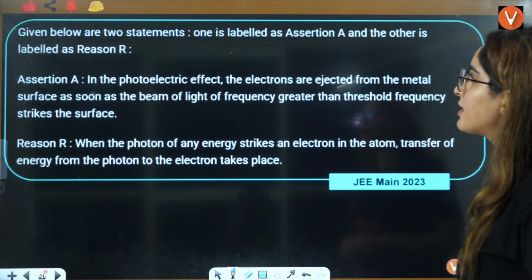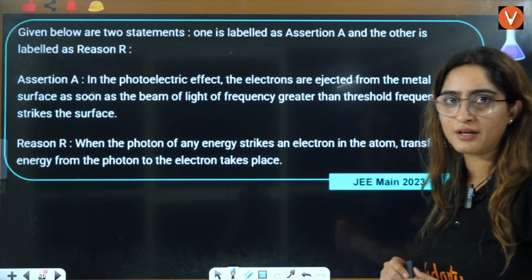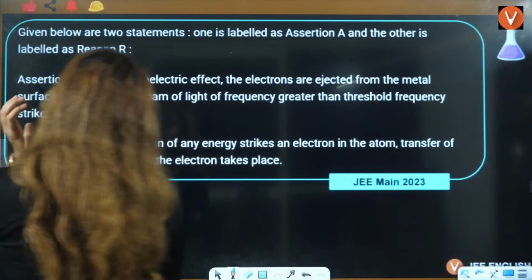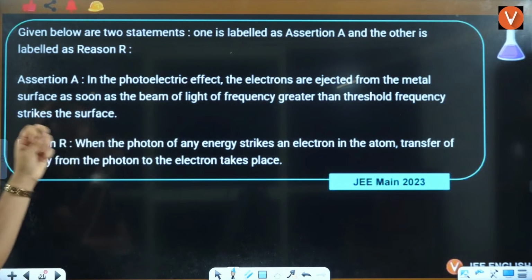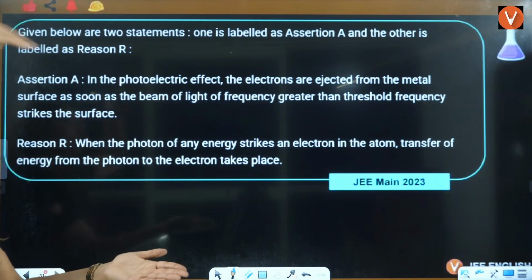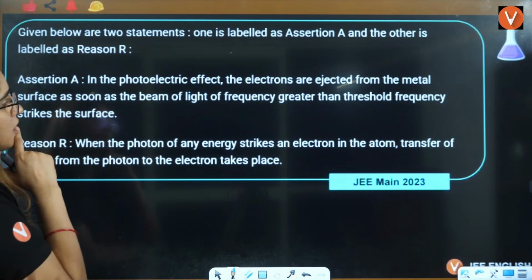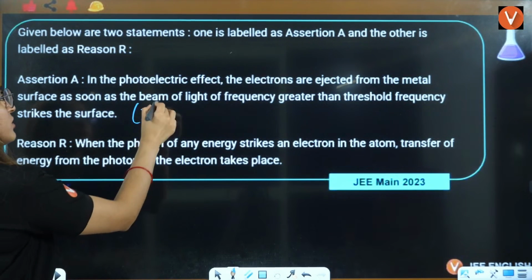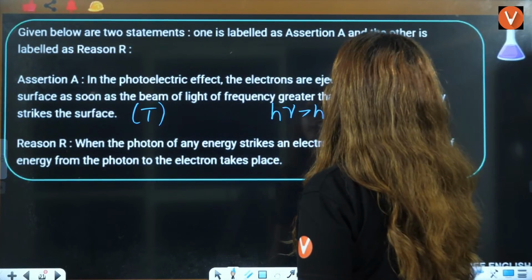Next question is, given below are two statements. One is labeled as assertion, the other is labeled as reason. Okay? So, the statement you have to see: in the photoelectric effect, electrons are ejected from the metal surface as soon as a beam of frequency greater than threshold strikes the surface. Yes, that is true. Electrons are ejected when h nu is greater than h nu naught.